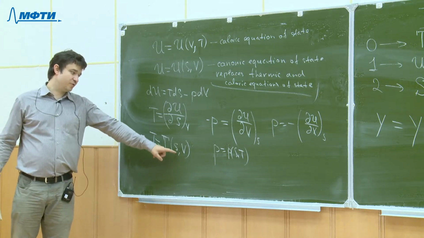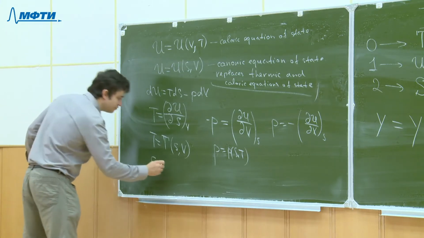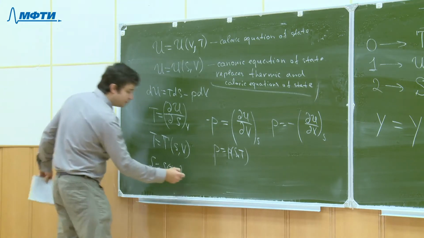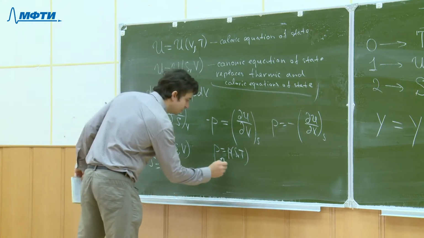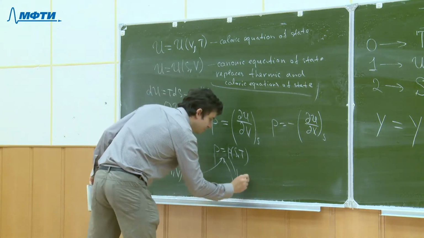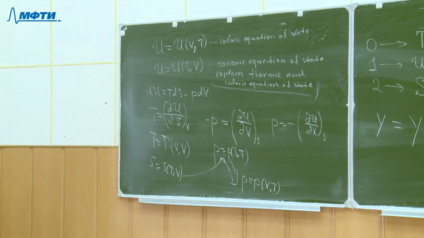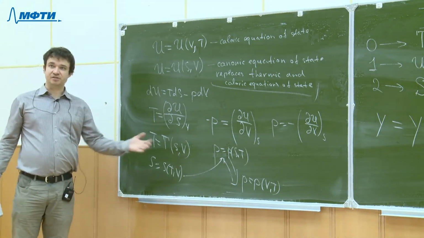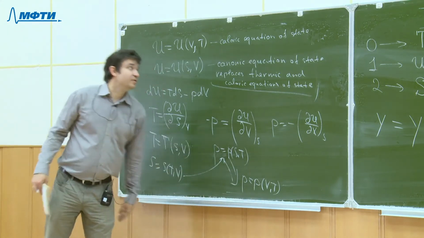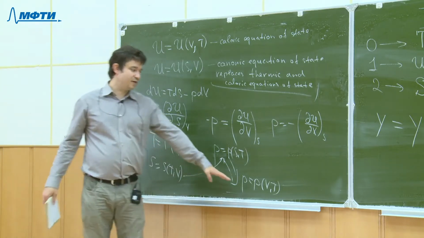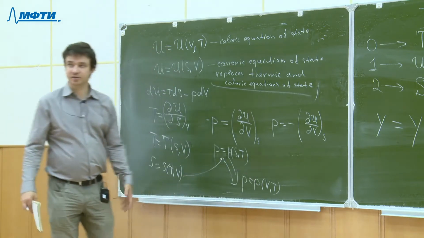And for example, from this one, you can try to express entropy as a function of temperature and volume, and then insert it here. And what you get after this insertion is that you obtain, as a result, pressure as a function of volume and temperature. So these are actually the steps which allow you to find out the thermic equation of state, because thermic equation of state is the equation which bundles together pressure, volume, and temperature into a single function.